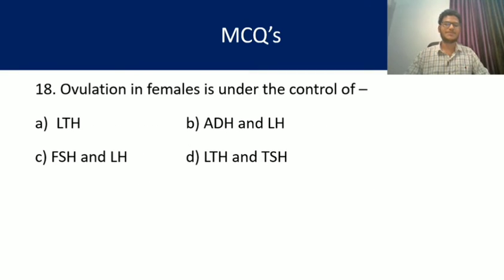Question number 18. Ovulation in females is under the control of. So ovulation in case of female takes place with the help of which hormones? Which hormones control the ovulation in female? It is the FSH and LH, follicle stimulating hormone and luteinizing hormone. Answer is C. Okay. So FSH and LH control the ovulation in female.